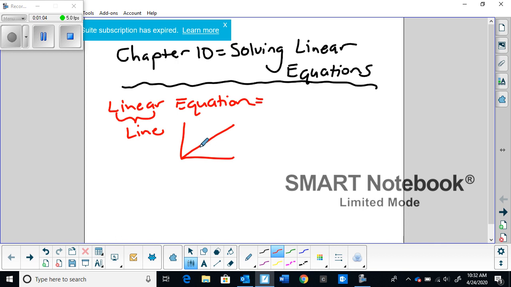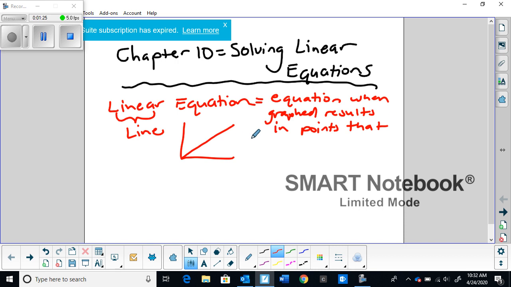Okay, so the official definition of a linear equation is an equation that, when graphed, results in points that lie along a straight line. Okay, and we're going to be solving these equations.